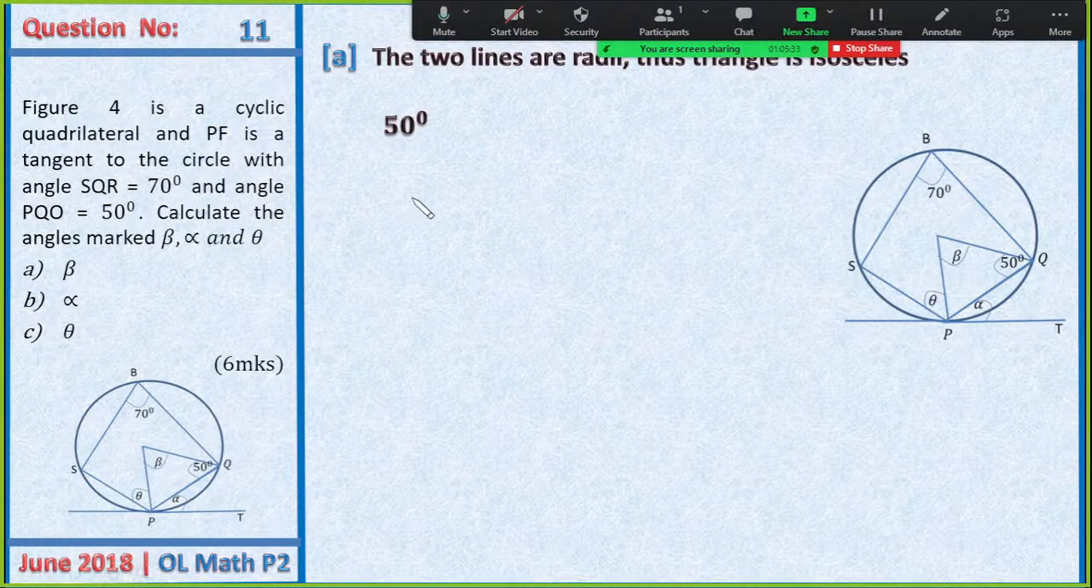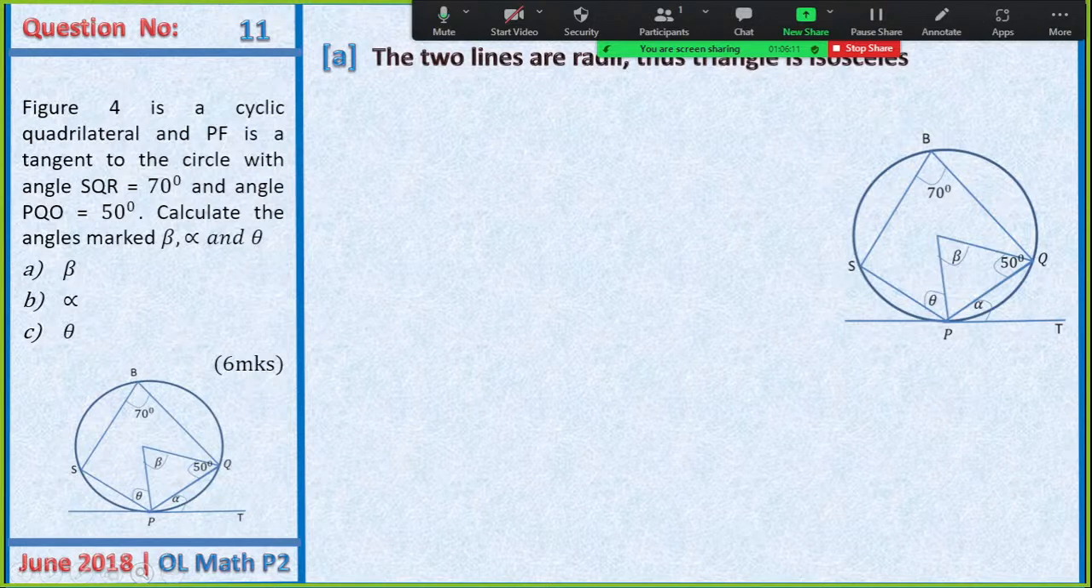Now question 11. Figure 4 is a cyclic quadrilateral and PF is the tangent to the circle, with angle SQR equal to 70 and angle PQO equal to 50, where O is the center. Calculate the angles marked beta, alpha, and theta.